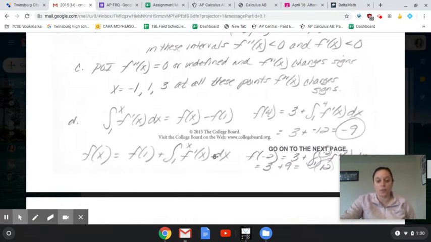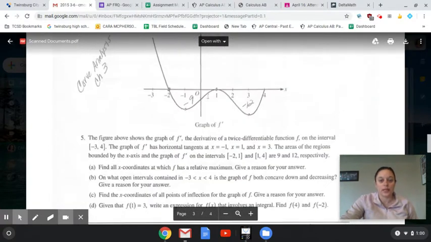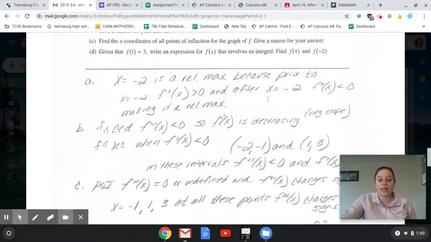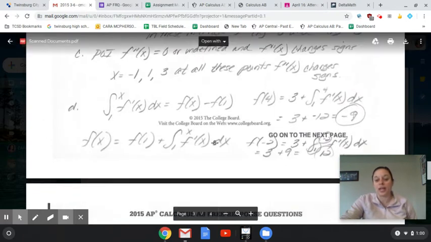So f of 4 would be the 3, which was that initial value, plus the integral from 1 to 4 of f prime. Well, the integral from 1 to 4 is this piece right here. It would be -12. They told us the area was 12, but the location makes it negative. So you end up getting 3 plus a -12, which ends up giving you -9.